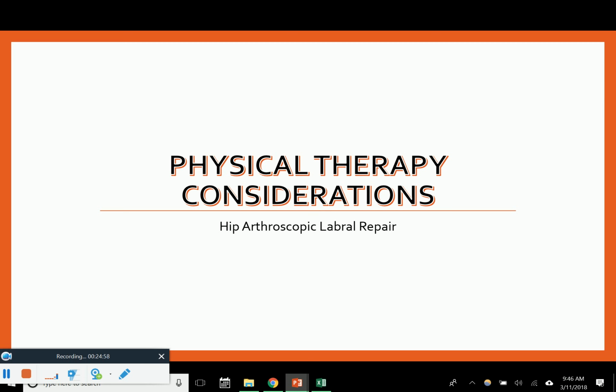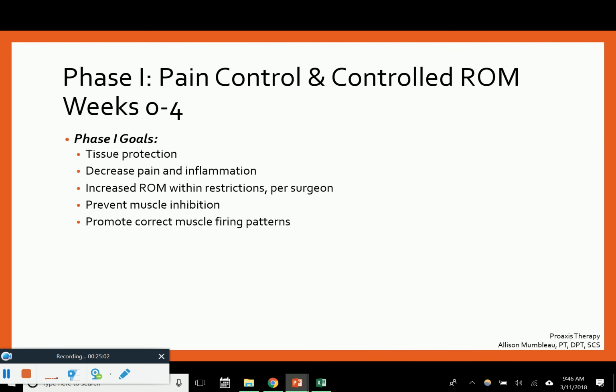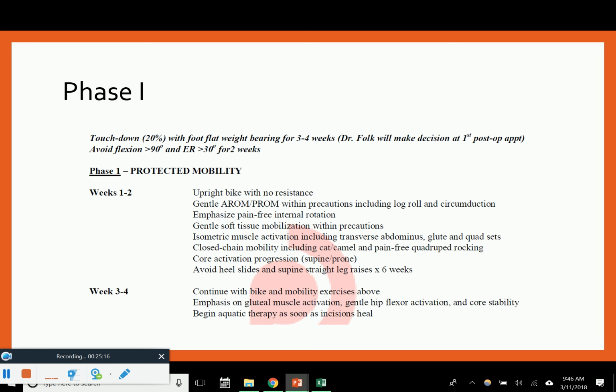Now we'll get into physical therapy considerations following hip arthroscopic labral repair. Phase 1 is your pain control and controlled range of motion phase, weeks 0 to 4. Your goals here are tissue protection, decreased pain and inflammation, increased range of motion with restrictions per the surgeon, prevent muscle inhibition, and promote correct muscle firing patterns. Here's an example of some exercises and precautions from Pro Axis Physical Therapy, now ATI in Greenville, South Carolina. This is where I did my residency.